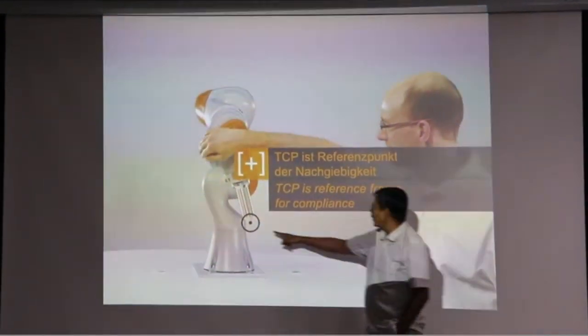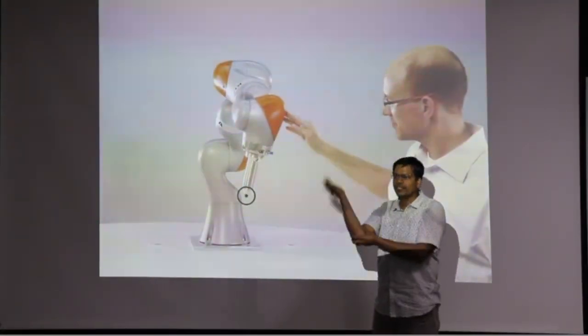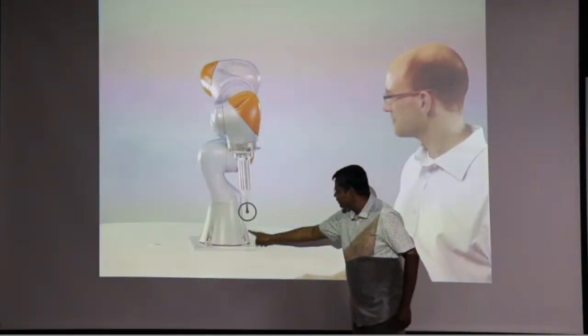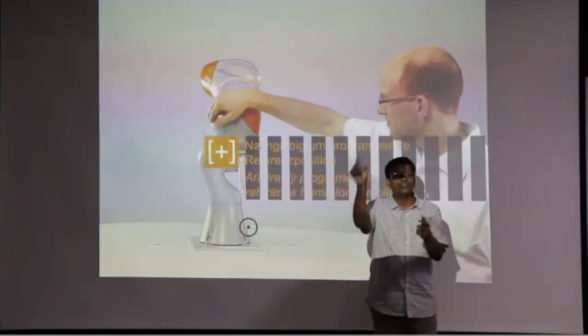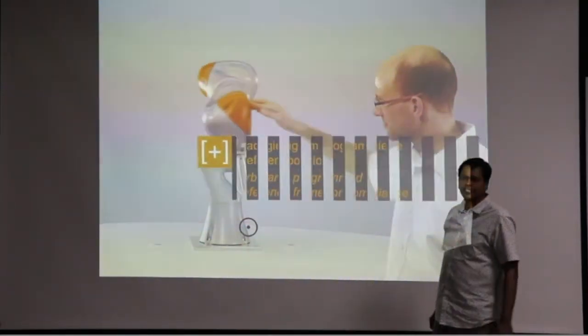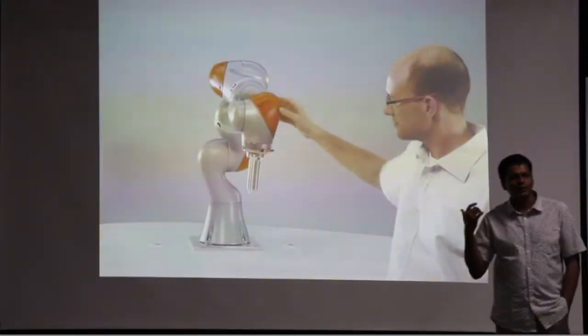TCP, tool center point. TCP is tool center point. It is compliant. Behaves like a torsional spring above that point. That point can be changed, can be placed anywhere in the space. Arbitrary reference compliance can be programmed. These things are very, very interesting, you know.